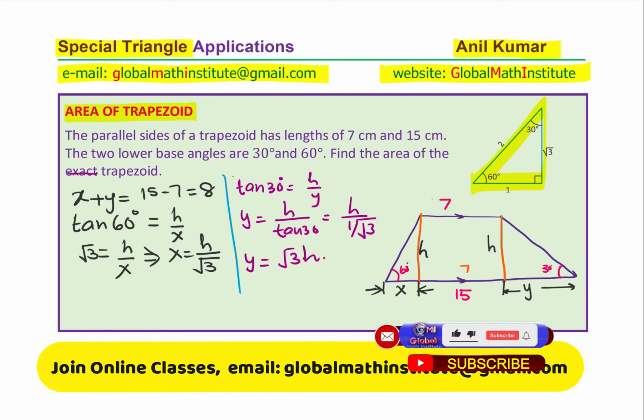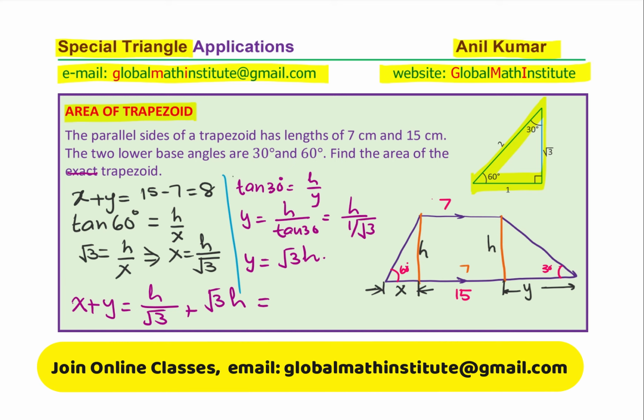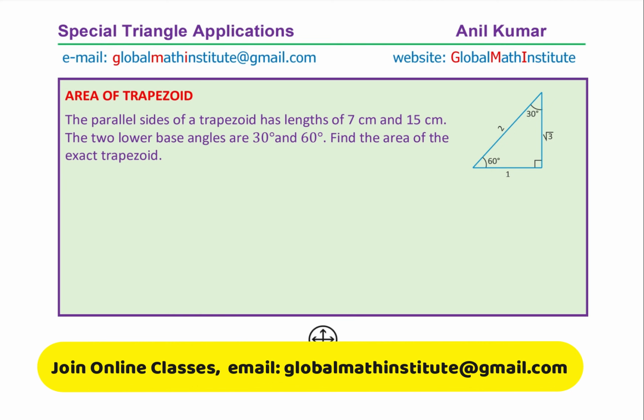So we can say that x plus y, which is h over square root 3 plus square root 3 h, is equal to 8, right? Perfect. That will give us the height. So let's move on to a new page. We have that 8 is equal to h over square root 3 plus square root 3 times h.